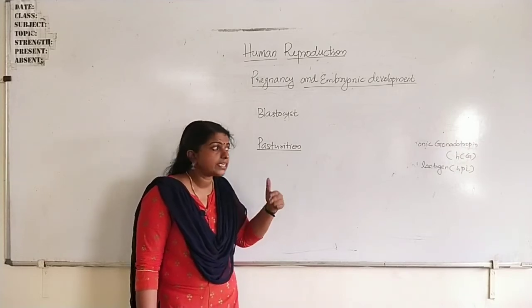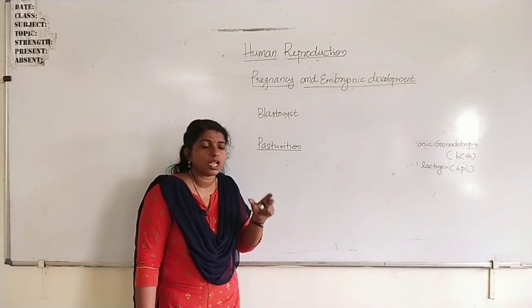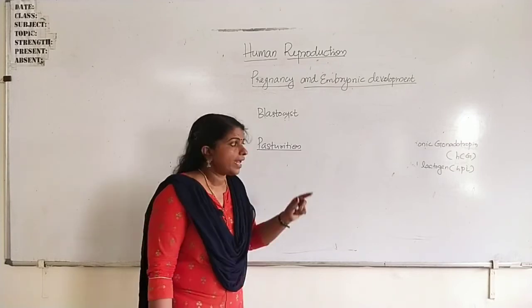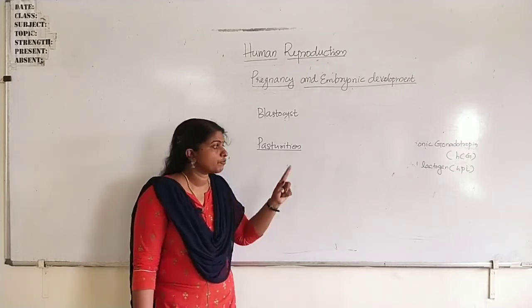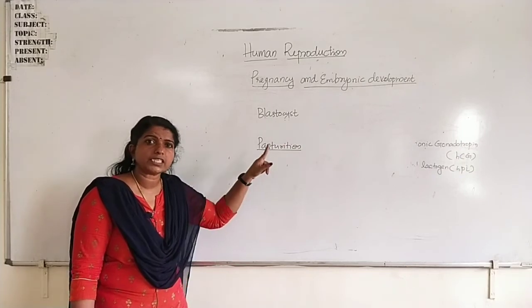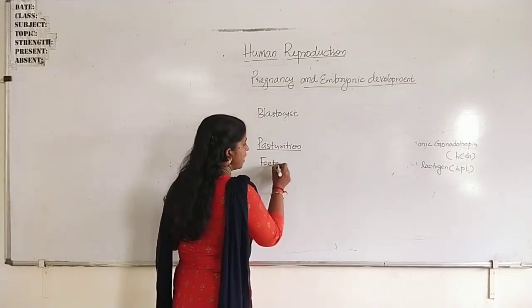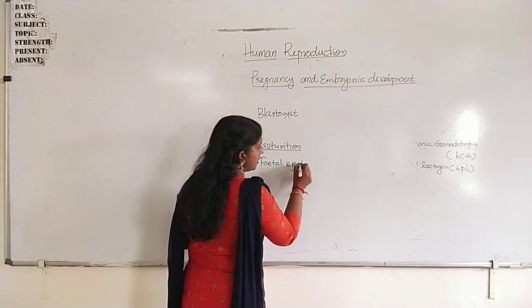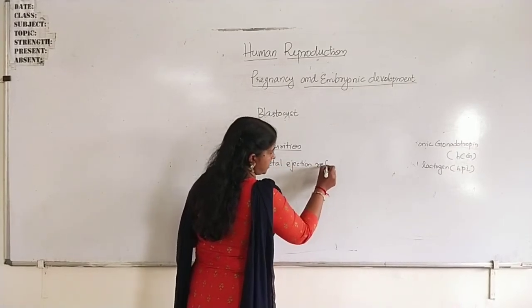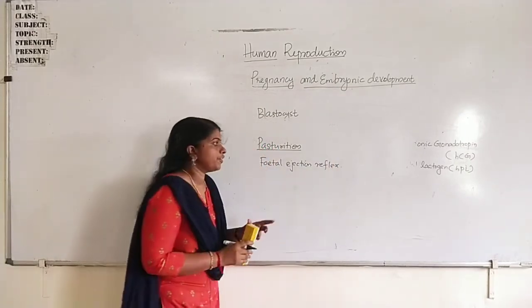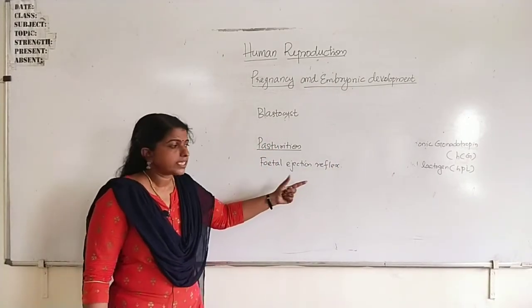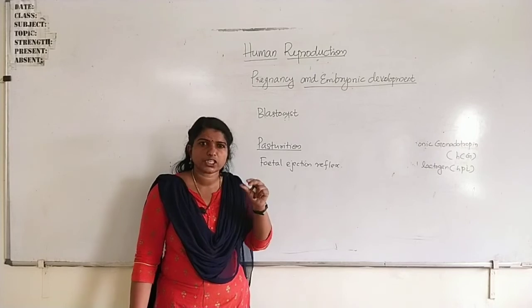When the fetus is fully developed, it starts to produce mild contractions, and this contraction actually begins from the fully developed fetus and the placenta, and that is known as the fetal ejection reflex. Okay, fetal ejection reflex. As a result of this, mild contractions occur.